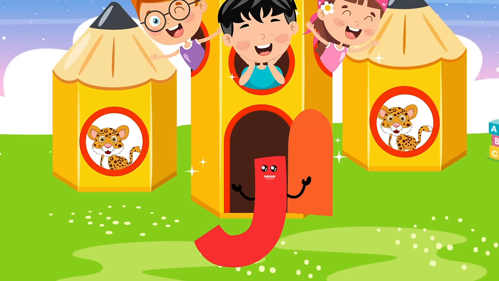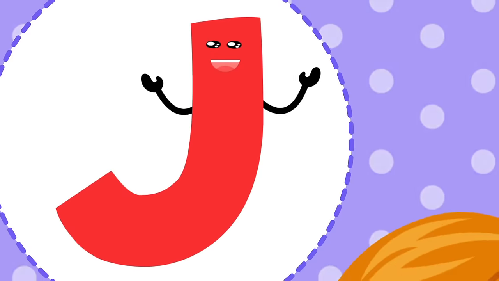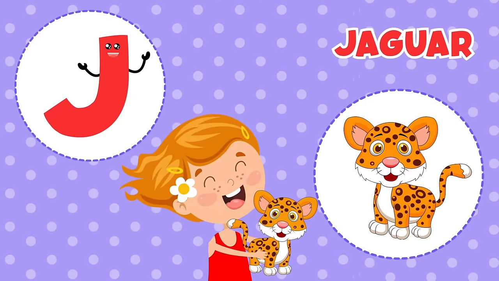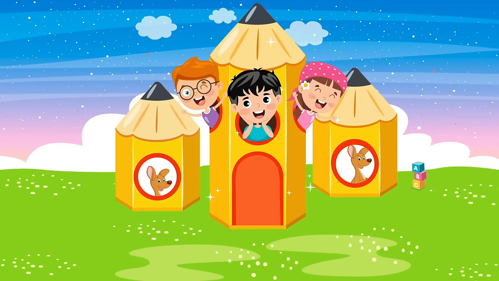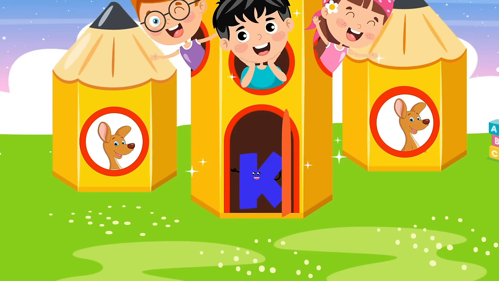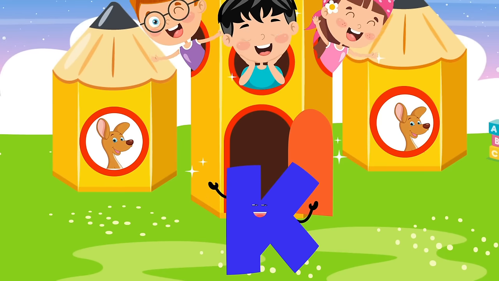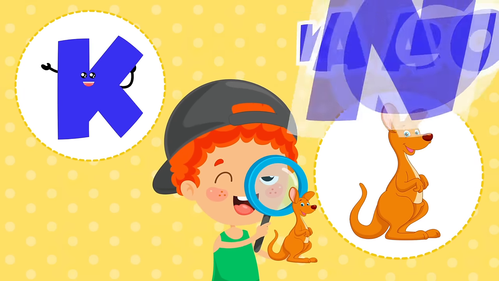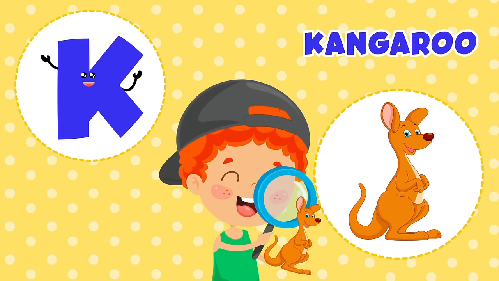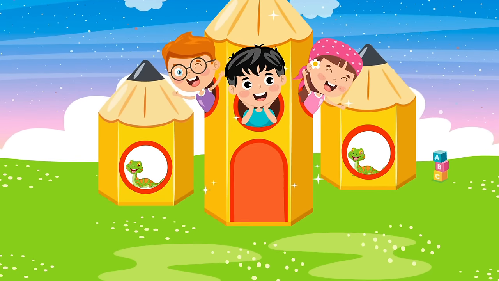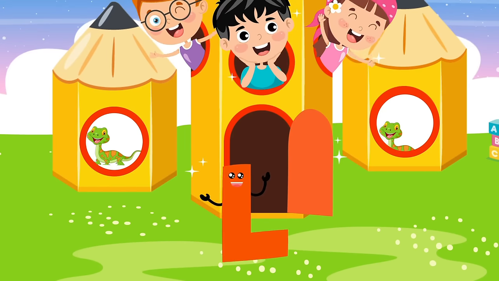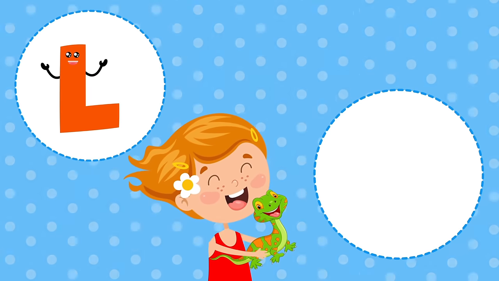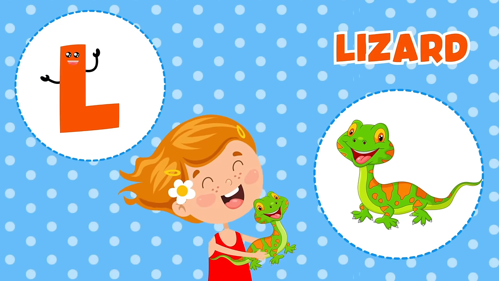Here comes the alphabet J. J. Jaguar. J says jaguar. Now we have alphabet K. K. Kangaroo. Kangaroo starts with K. Letter L is coming. L. Lizard. L is for lizard.